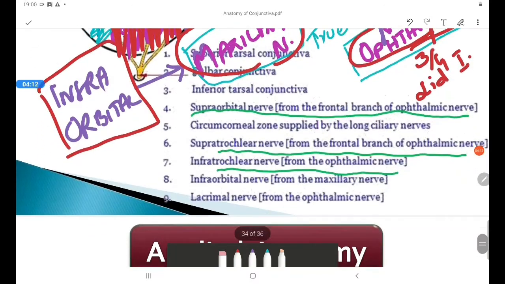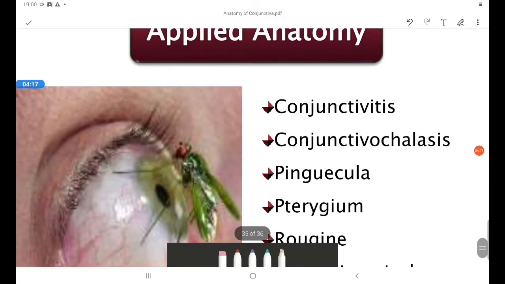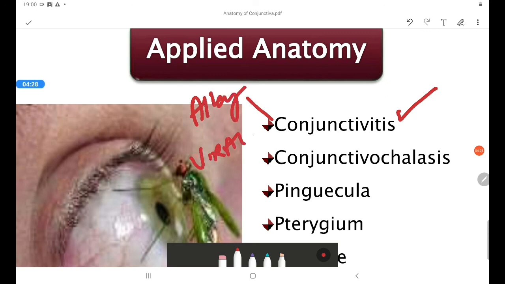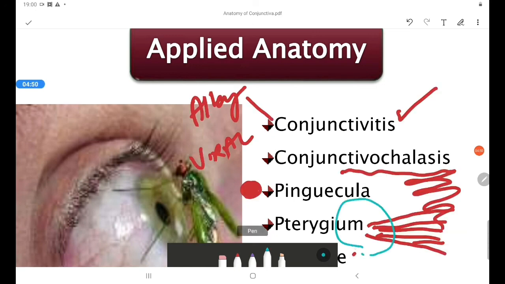Coming to the clinical implications or applied anatomy, it will be good to know the terminologies of conjunctivitis, which can be in the form of allergy, or it can be viral conjunctivitis. There are folds that form in the conjunctiva, which are called conjunctivochalasis. There is an inflammatory nodular swelling of the conjunctiva, which is called pinguecula, and there is a fan-shaped extension of the conjunctiva onto the cornea, which is called pterygium.